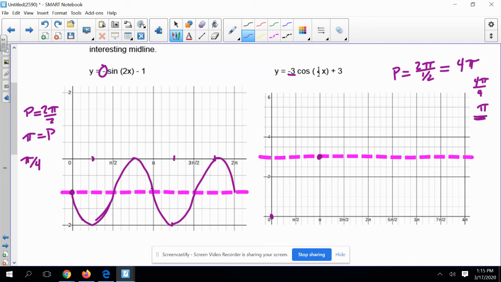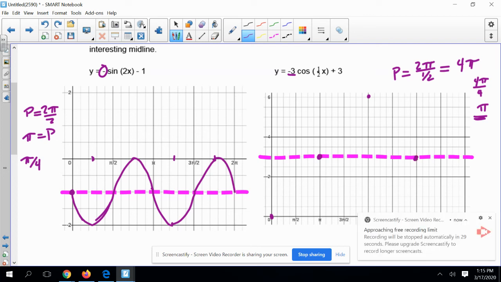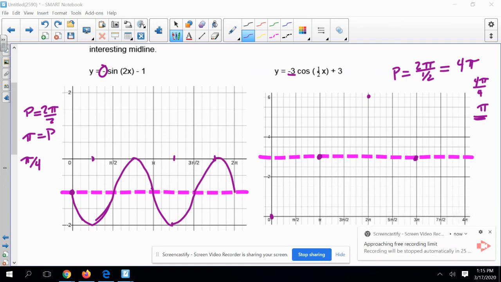Next point is going to be at its maximum instead of being at its minimum, because it's negative, at 6 pi. Come back down to 0. And finally, come back down to 4 pi. There we go. Draw our curve.